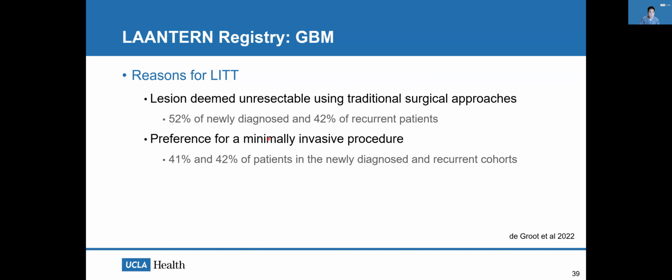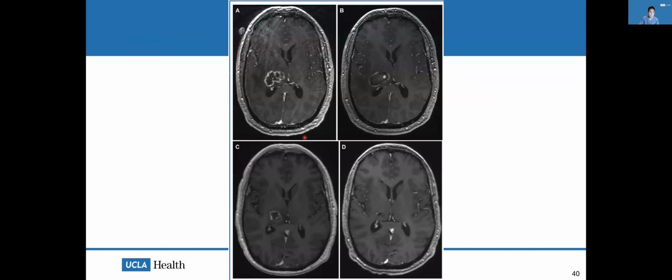And finally, I think that this registry and this publication reflects a lot of real-world practice, because 41 to 42% of these patients chose laser ablation and said, "Doc, this is what I want," irrespective of whether or not that was the best option, and they were allowed that option.